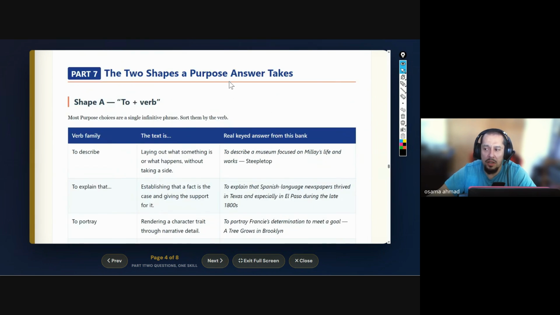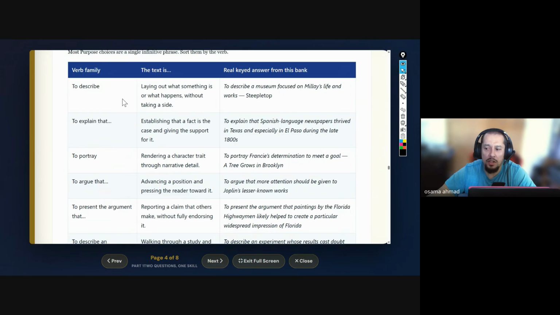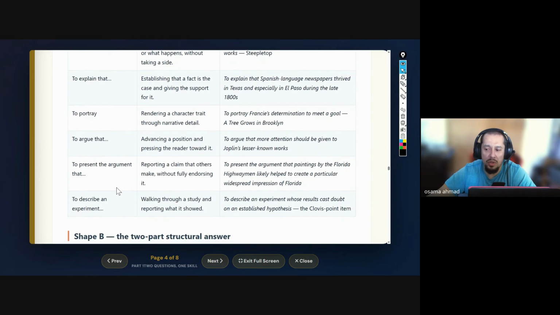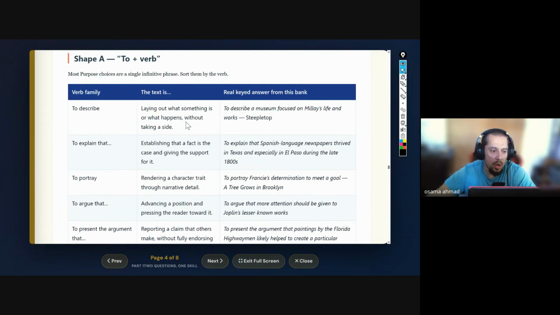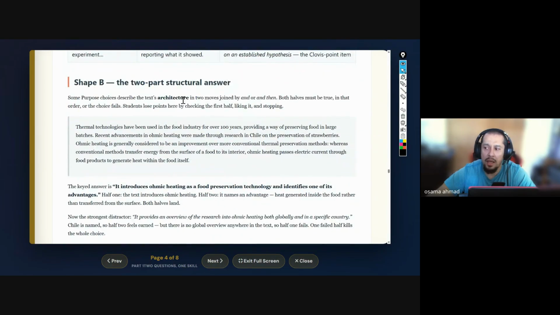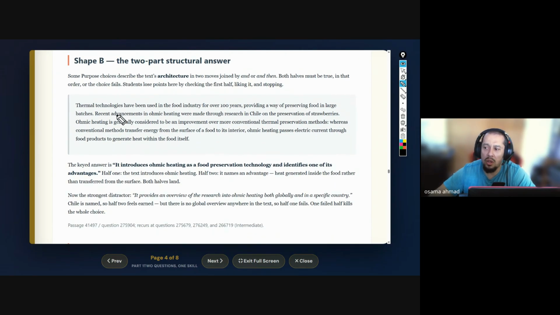Same thing with purpose answers. There are two types of answers you will see. Number one, two-verb answers. So to describe, to explain, to portray, to argue, to present. This is one of the types of answers you will see. And the other type is two-part structural answers. Okay? So basically it will say, well, first idea, then second idea. Two-part structural, part one, part two. So what does this mean? Look at this.